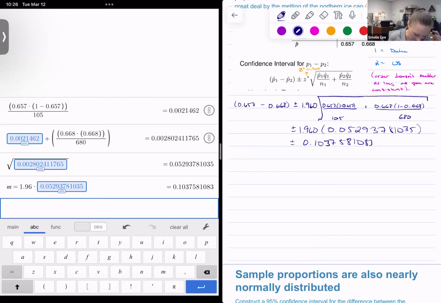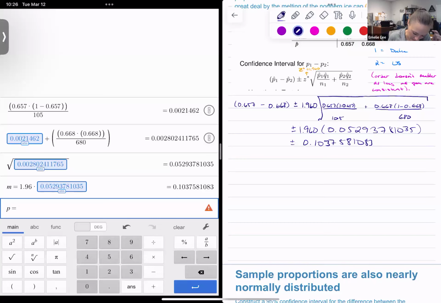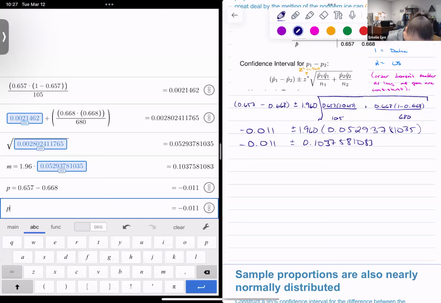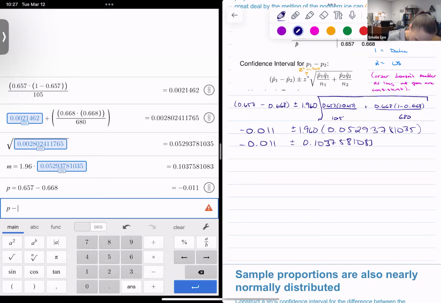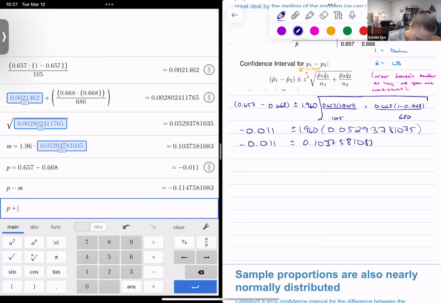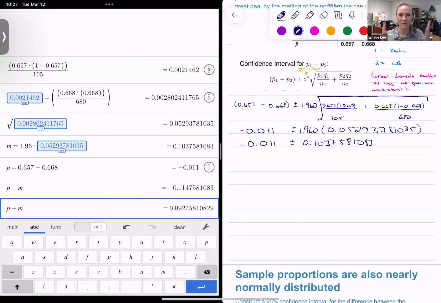And so what I'm going to do is I'm going to say P is equal to 0.657 minus 0.668. So this point estimate is negative 0.011. All right. If you reverse that subtraction, it would be positive, right? But the difference between them is the same. So now, in my interval, I want first P minus m. Phew. And I want P plus m. That's my interval.